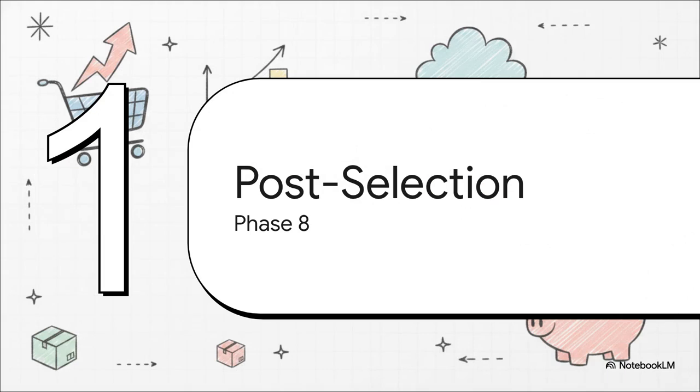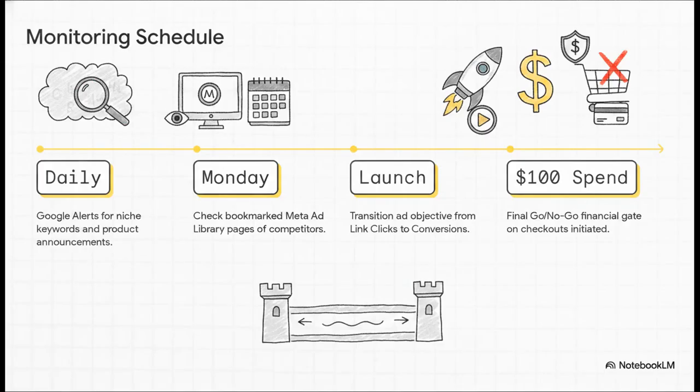You made it through the gauntlet, but the work doesn't stop. Section 5, Post-Selection Monitoring, is Phase 8. Phase 8 is about establishing an automated rhythm to build a moat around your new brand. First, set up daily Google alerts for your niche keywords and any new product announcements. Next, make it a habit every single Monday to check the bookmarked Meta Ad Library pages of your top 3 competitors. Post-launch, you'll want to transition your ad objective from link clicks over to conversions.